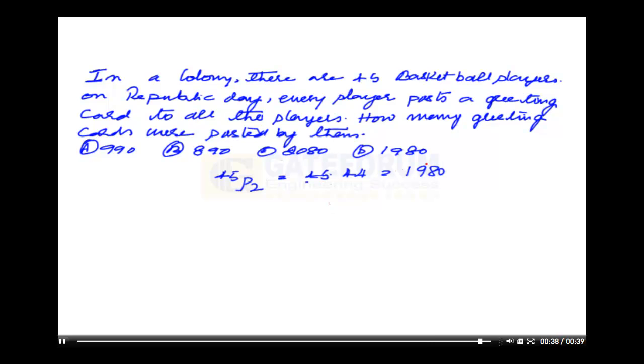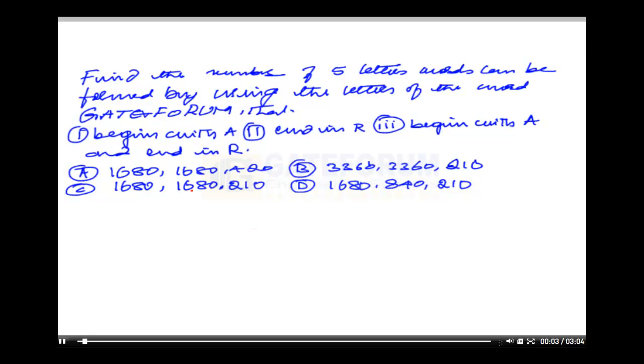1980. The given word, that is GATE FORUM, contains totally 9 letters. So the number of letters is 9.